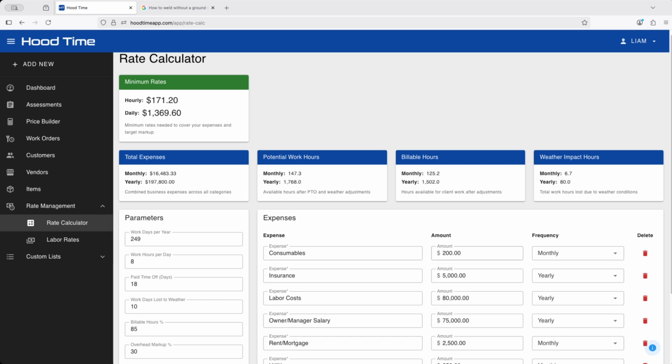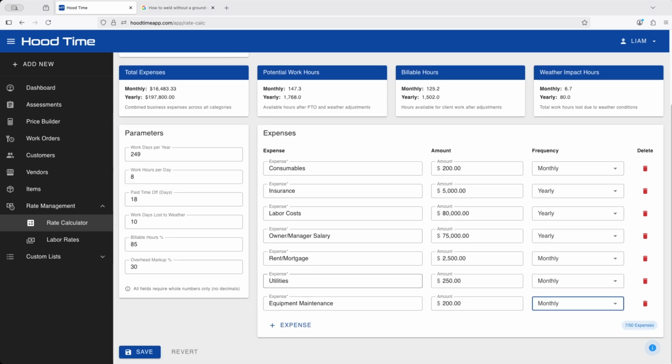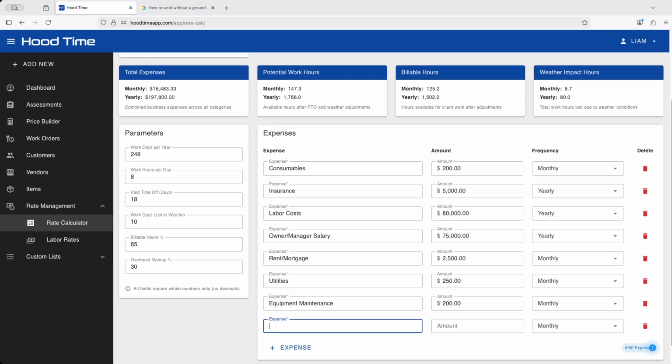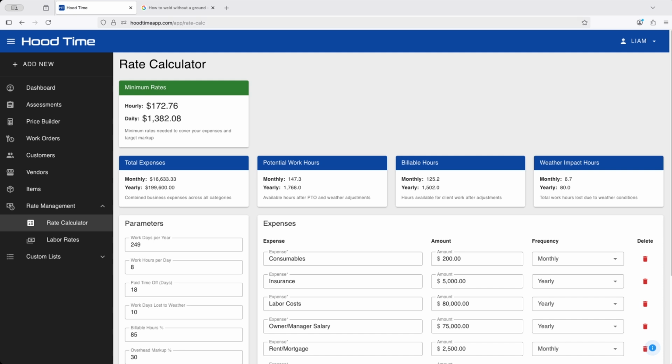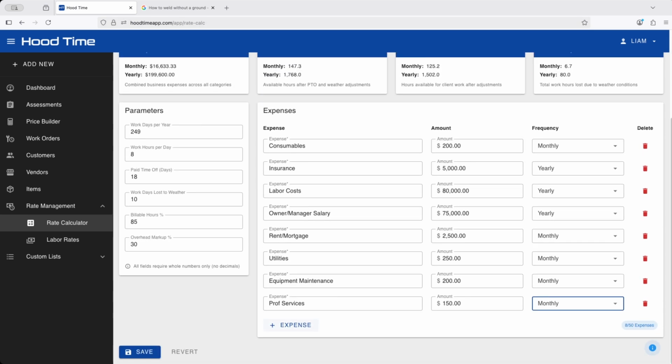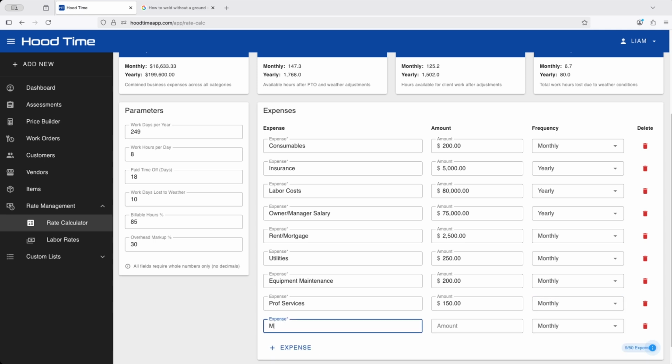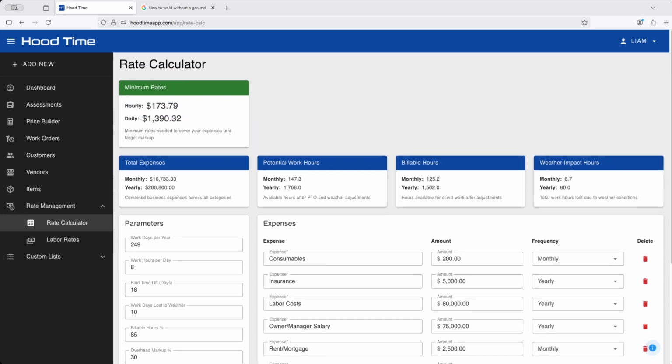Let's also add professional services like accounting and legal at $150 a month. Now, we're at about $173 per hour. Again, what looks like a modest increase represents close to another $3,000 annually that we need to make. What about marketing and advertising at $100 monthly? We're now close to $174 per hour.